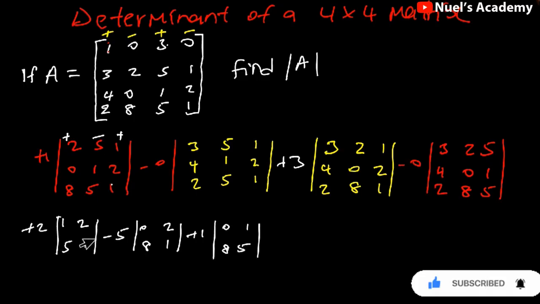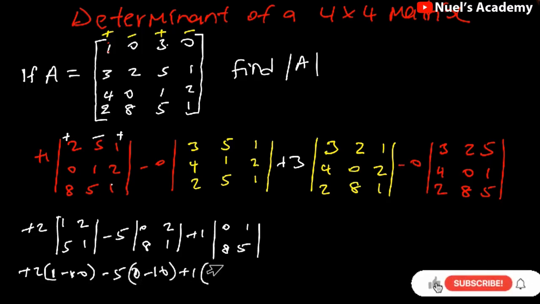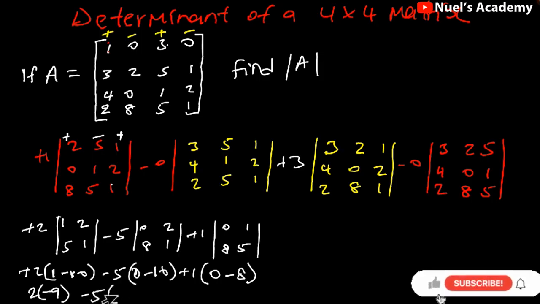So let's solve this matrix now. So we have plus 2, then 1 times 1 is 1, minus 2 times 5 is 10. So we have minus 5, then 0 times 1 is 0, then 2 times 8 is negative 16. Then plus 1 into 0 times 5 is 0, minus 1 times 8 is 8. So we have 2, then multiply by 1 minus 10 is minus 9, then have minus 5, 0 minus 16 is minus 16, then plus 1, 0 minus 8 is minus 8.